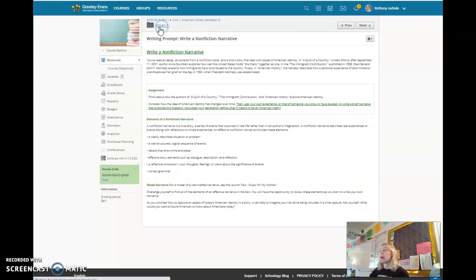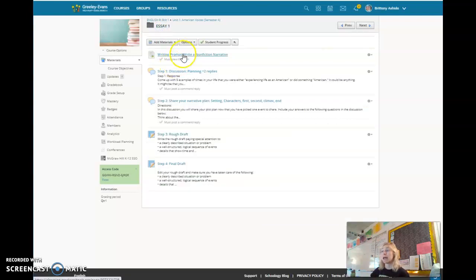So the first thing that we're looking at in our Essay 1 folder is the writing prompt. This is where you find your information about what you're actually supposed to be doing. Then there are 2 brainstorming steps that help you prepare for the essay. Then there's your rough draft, and finally, the final draft.